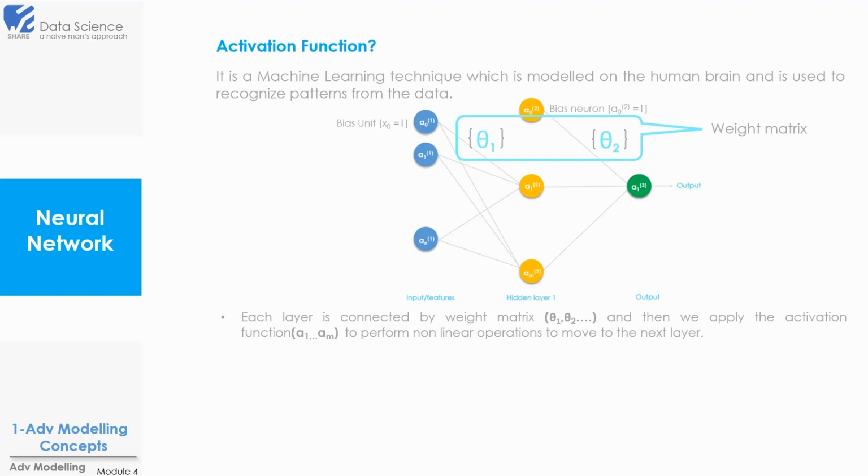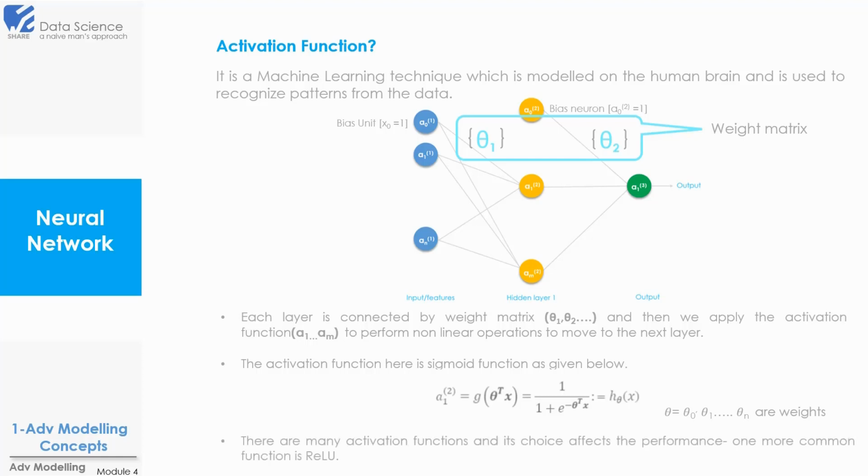But before that, let's understand what is an activation function. Now the activation function here is a sigmoid function. The equation for activation function is shown here. Here thetas are the weights. So there are many activation functions available, and its choice affects the performance of the model. There is one more common function known as ReLU function, which can be used as an activation function. Anyways, for now we are using sigmoid function. So let's see how do we find it for each of the neurons.